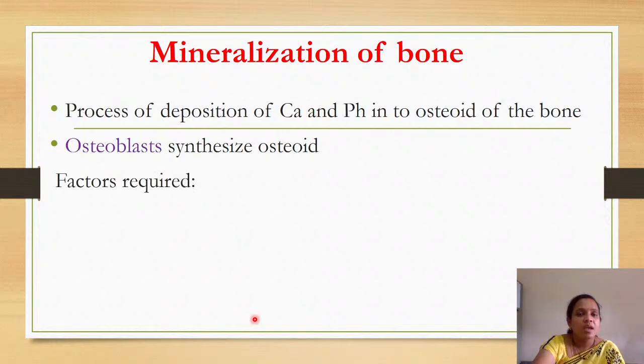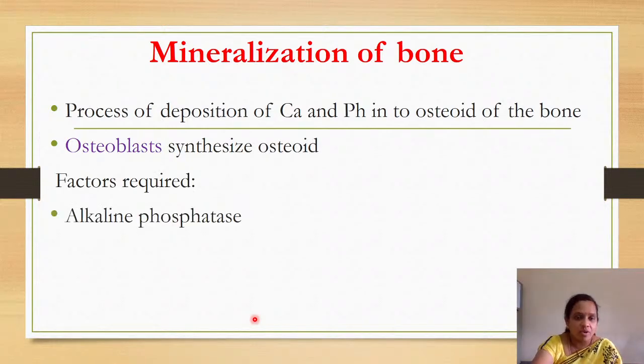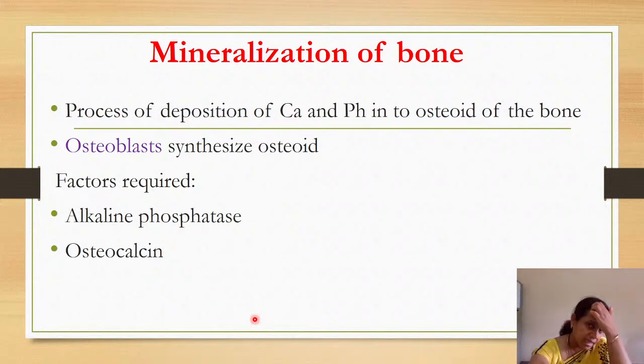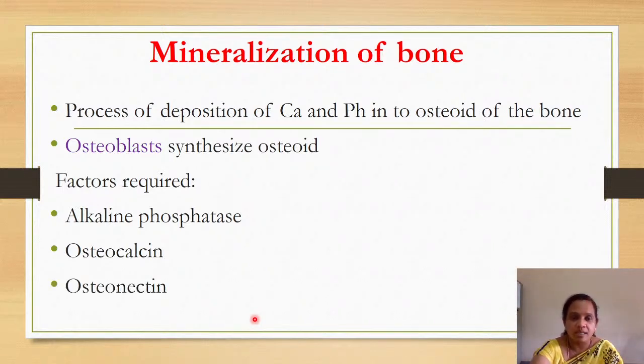The factors that are required for mineralization of the bone are alkaline phosphatase. This alkaline phosphatase will provide phosphate, because the phosphate is associated with some other components in the bone. So when calcium enters, this alkaline phosphatase will help in breaking it down and release the phosphate so that calcium and phosphate will combine to form a salt. Then osteocalcin. Osteocalcin is a protein present in the bone that is increased when mineralization of the bone occurs. Next is osteonectin. This is also a protein present in the bone that is required for mineralization.